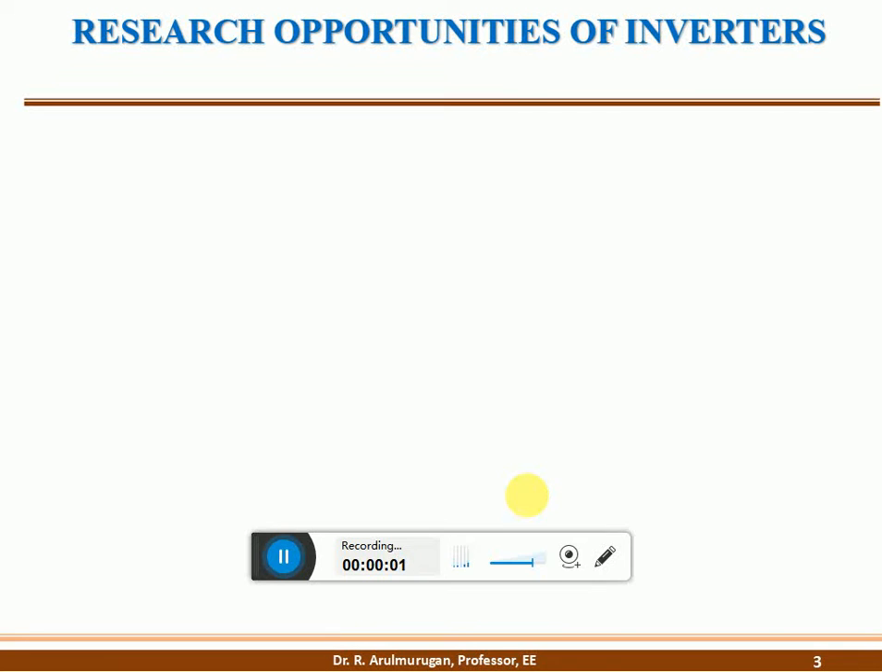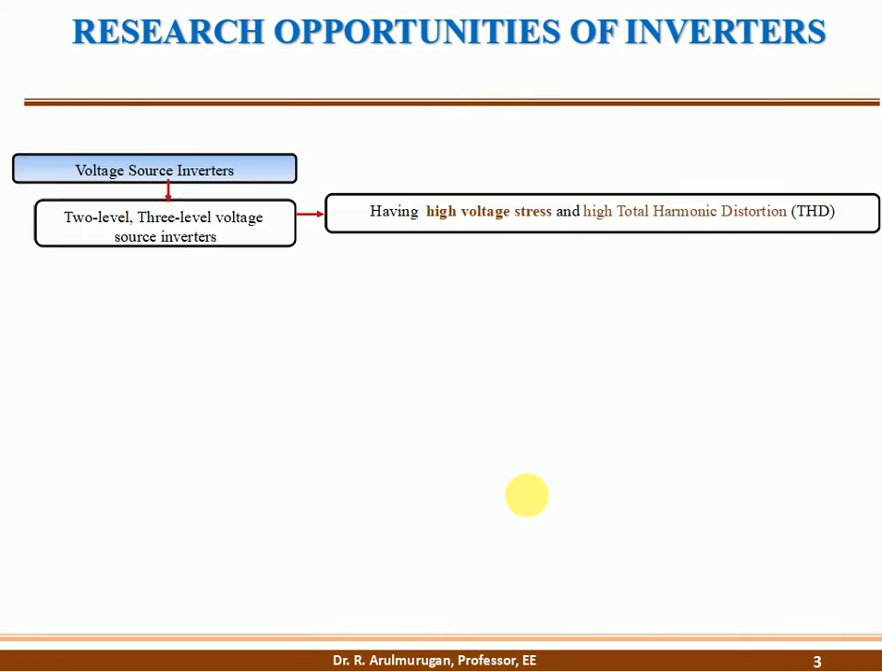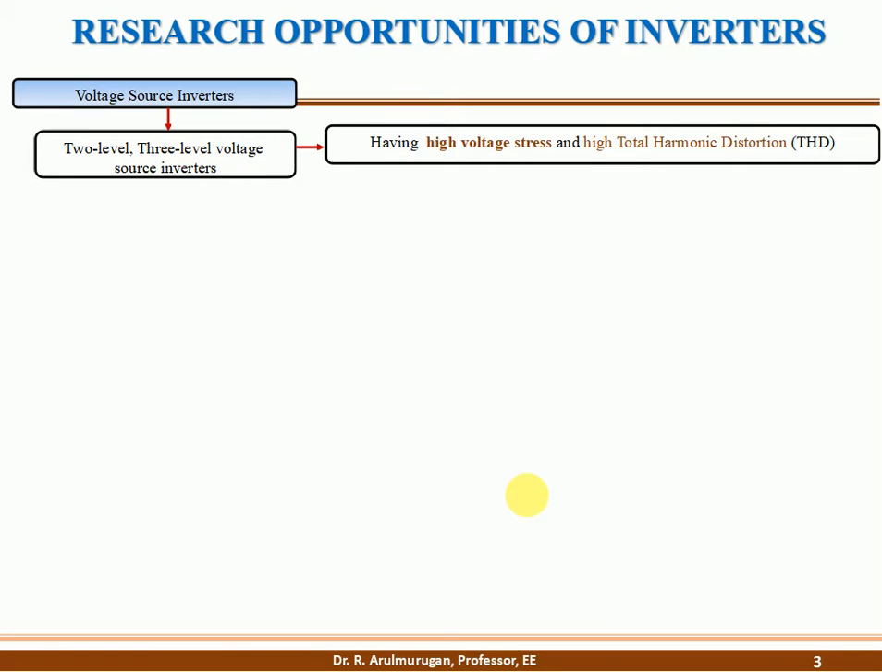Welcome all of you. In this video, you are going to learn about multi-level inverters. First, the voltage source inverter. What is a voltage source inverter? The voltage is constant and the current varies with respect to the load. Constant voltage is what is called a voltage source inverter.